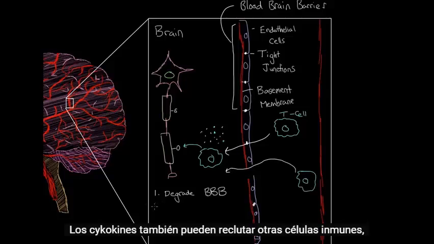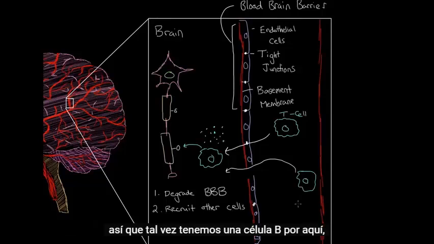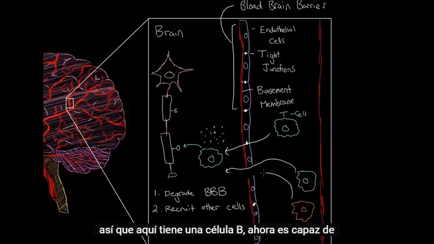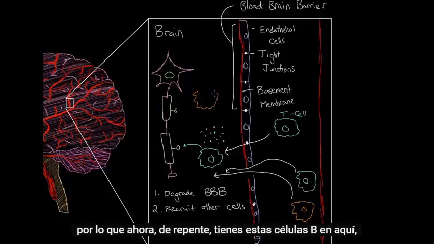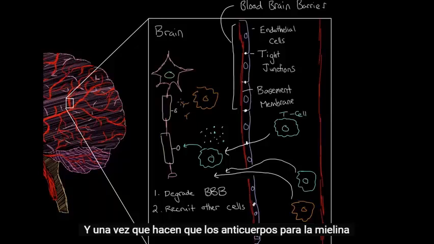The cytokines can also recruit other immune cells. So maybe we have a B cell over here. So here's a B cell. It's now able to enter through the blood-brain barrier. And so now all of a sudden you have these B cells in here, and they're going to make antibodies for the myelin. And once they make the antibodies for the myelin, it's going to target that myelin for further degradation.